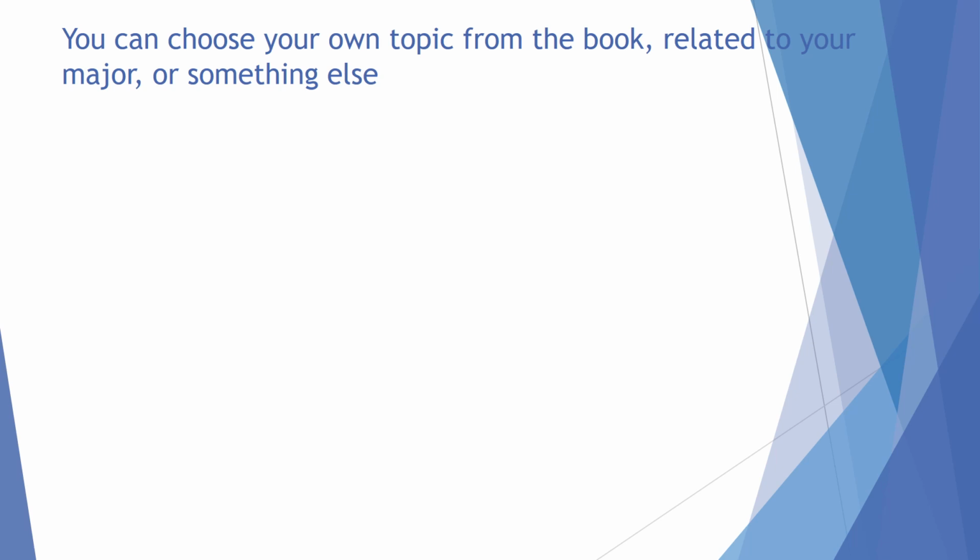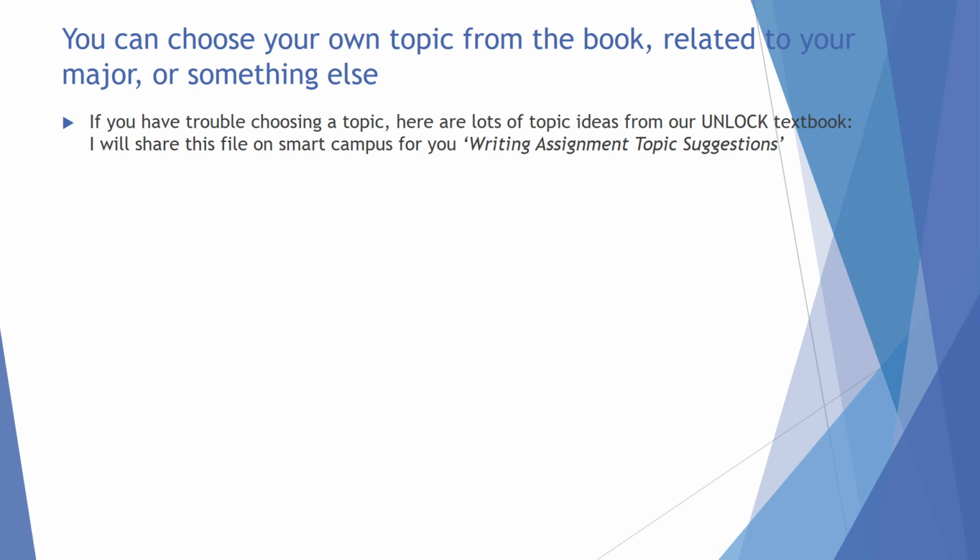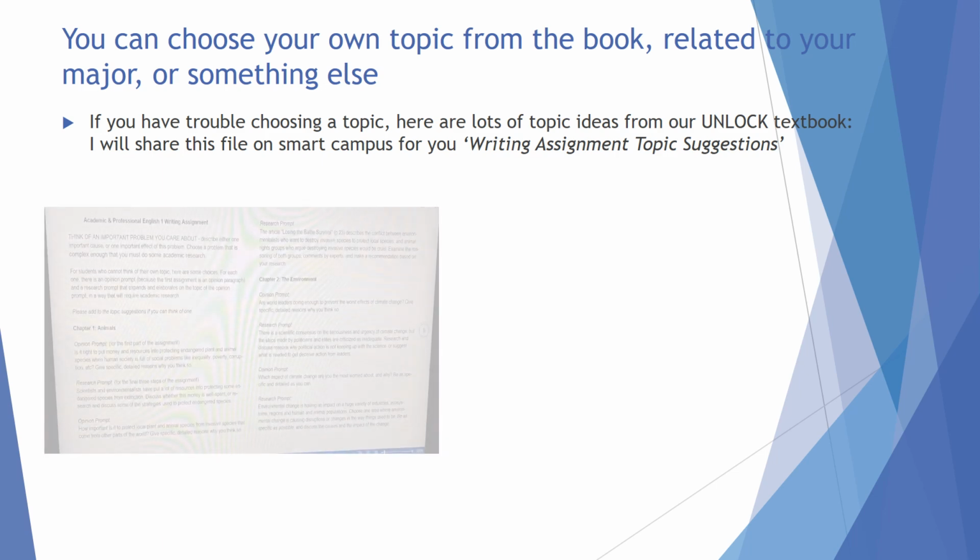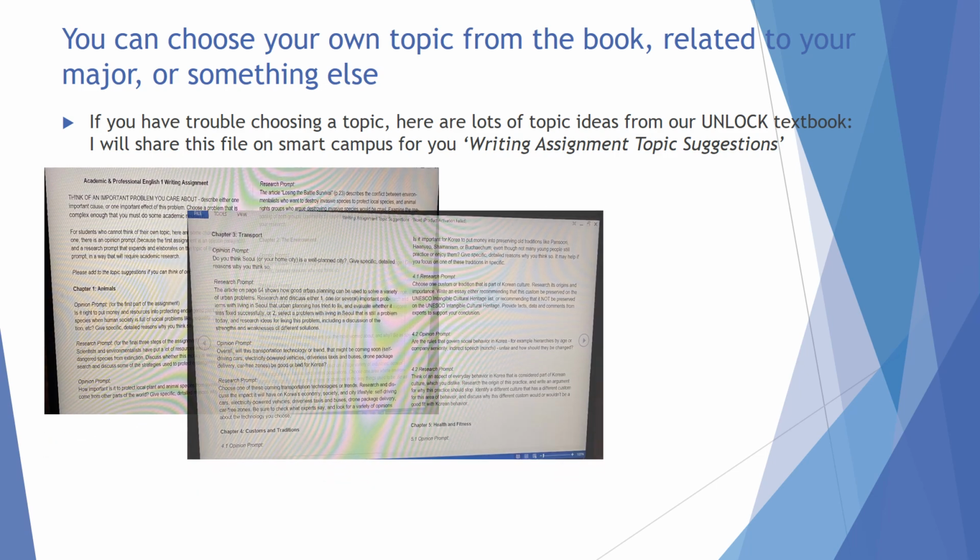Right, so let's just talk a little bit more about the topic. You can choose your own topic from the book related to your major or something else. Now, if you have trouble choosing a topic, here are lots of topic ideas from our textbook. I will share this file on Smart Campus for you. It will be called Writing Assignment Topic Suggestions. Okay? And it will look like this.